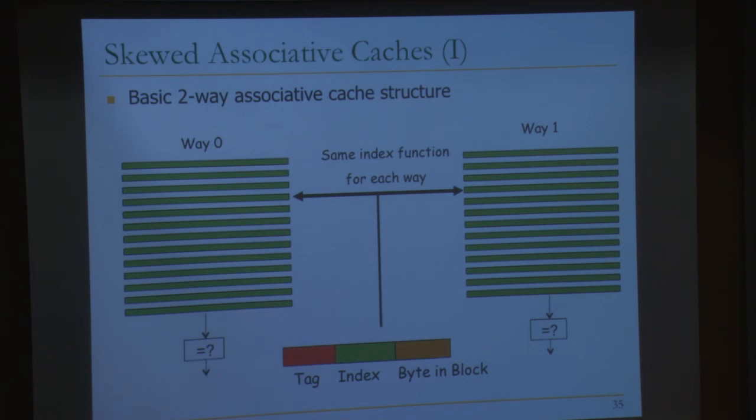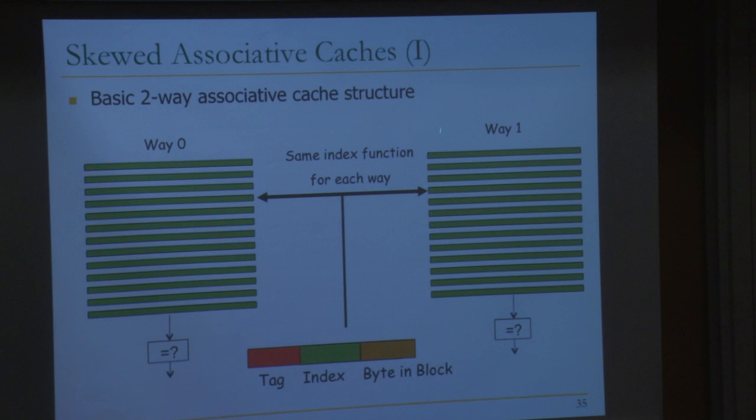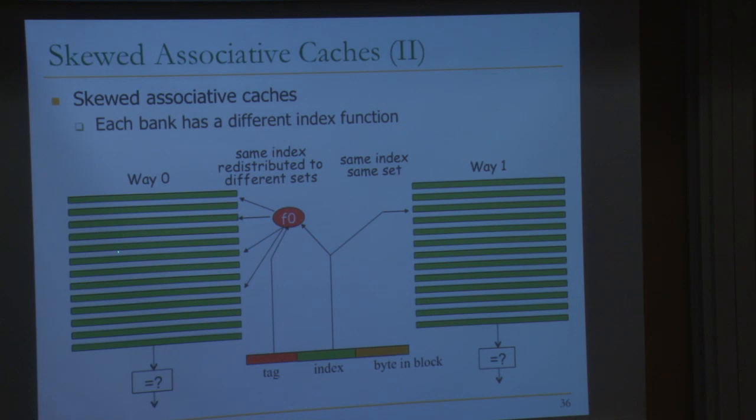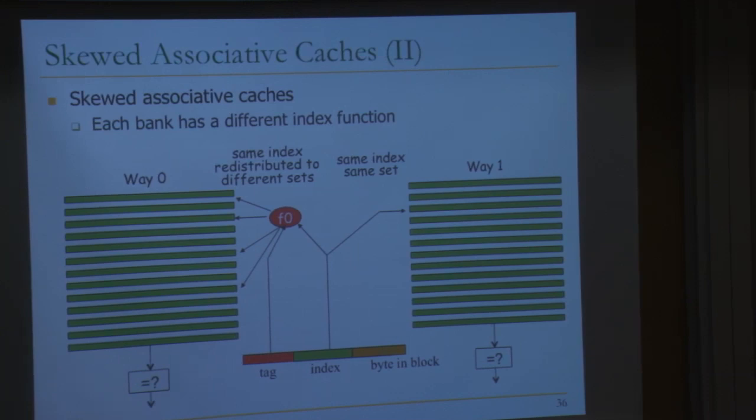Let's say you have a two-way associative cache. This is what your cache looks like. You take the index, and you have the same index function for each way, right? The idea of skewed associativity is you skew this function. You have one index function for one way and another index function for the other way. This way, you reduce which blocks conflict with each other in the cache. You change which blocks conflict with each other in the cache.